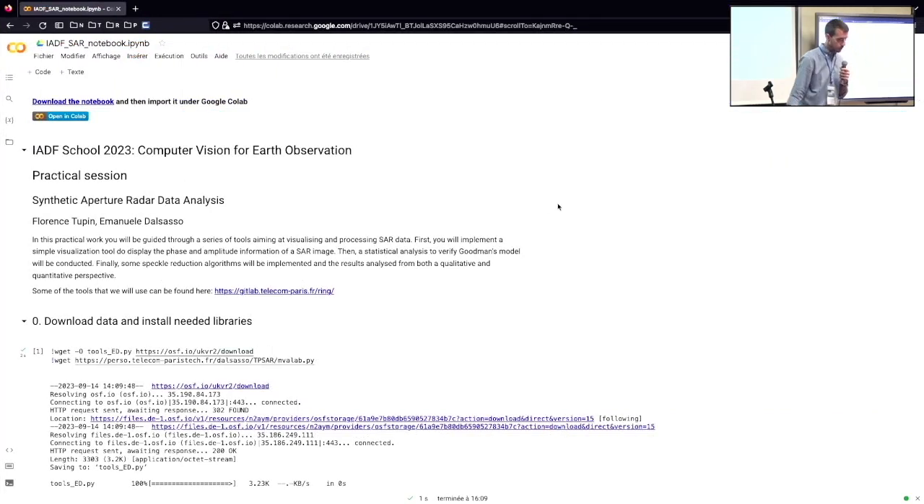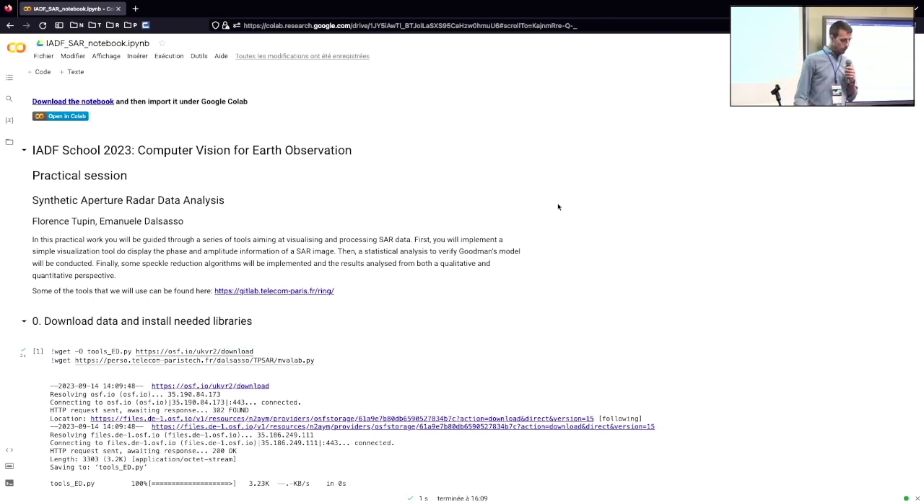I'll just describe what you're going to see in this hands-on session. The code has some gaps that we're going to fill together. I'm anyway going to provide the solutions. We will create some tools that you can then reuse and play with if you want to visualize and process some SAR data.